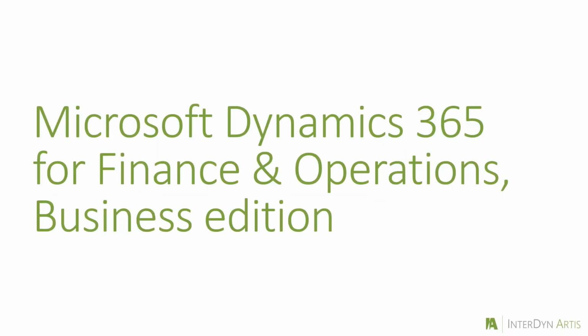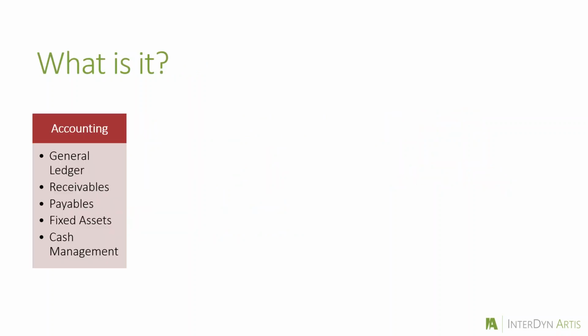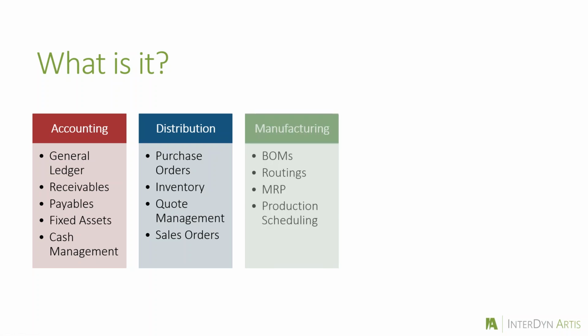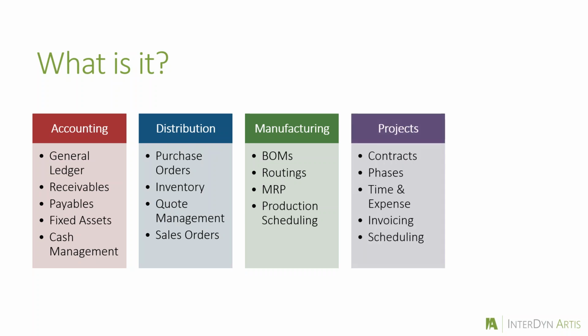So what is Microsoft Dynamics 365 Finance and Operations Business Edition? That used to be called Microsoft Dynamics 365 Financials for those of you who might have been looking at this last year. It's a lot of things. First and foremost, it's an accounting system: general ledger, receivables, payables, all that type of stuff. It's also a distribution system. It'll help you with your purchase orders, inventory, and sales orders. And in the spring of 2018, it's going to be a full-blown manufacturing system with bills of material, routings, material requirements planning, scheduling, all the things you'd expect to see in a manufacturing environment.